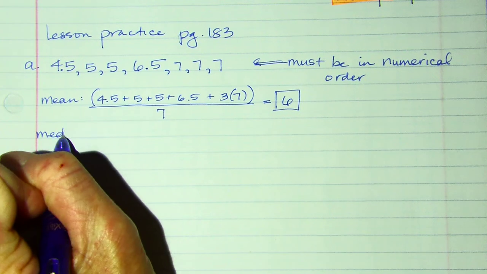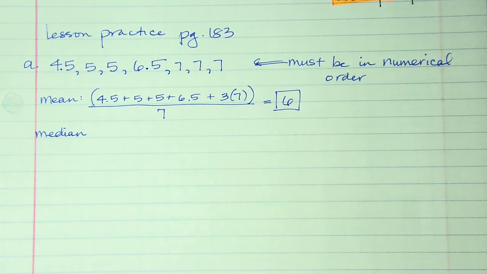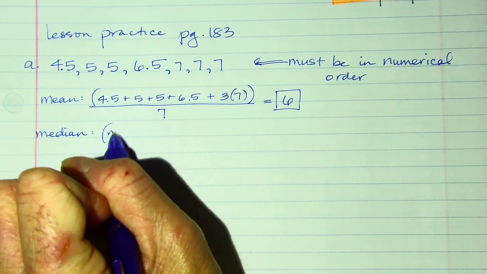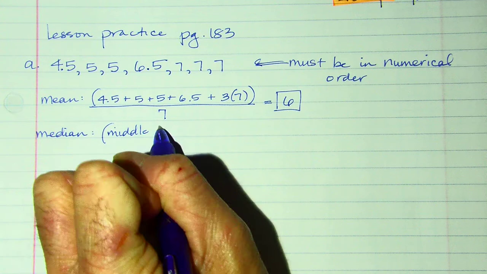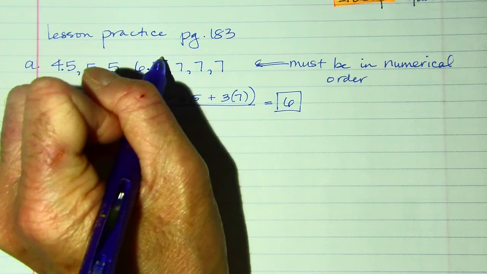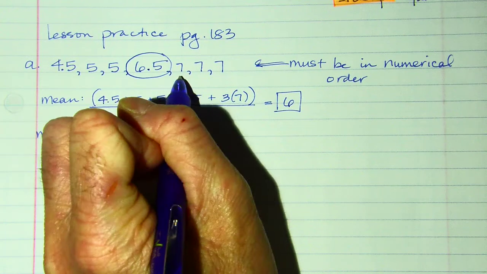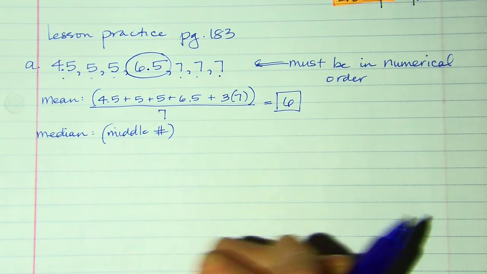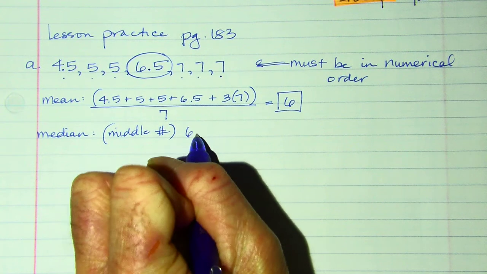Median, I can enter all that again on my Desmos, or median means, does anybody remember? Means middle number. So here my middle number would be 6.5 because I have 1, 2, 3 on this side and 1, 2, 3 on that side. So my median is 6.5.